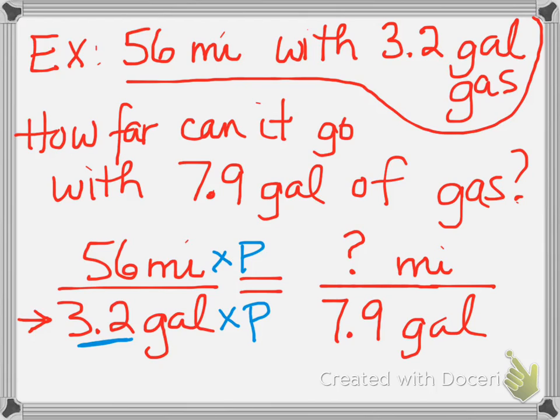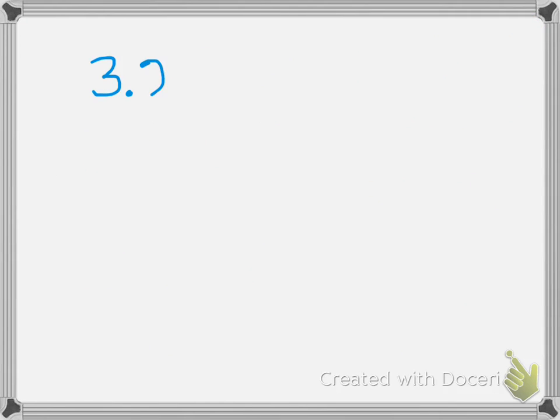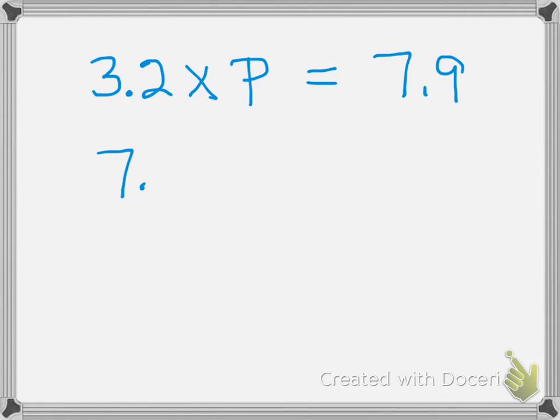Okay, so since we know 3.2 gallons times some number gives us 7.9 gallons, if we could just find this number P, we would be good to go. So how can we find it? Well, we have 3.2 times some number P equals 7.9, and so we can find P by taking 7.9 and dividing by the 3.2.